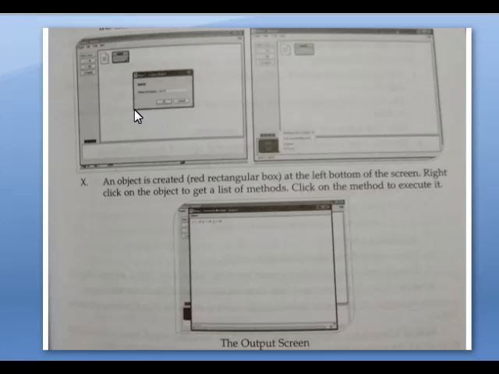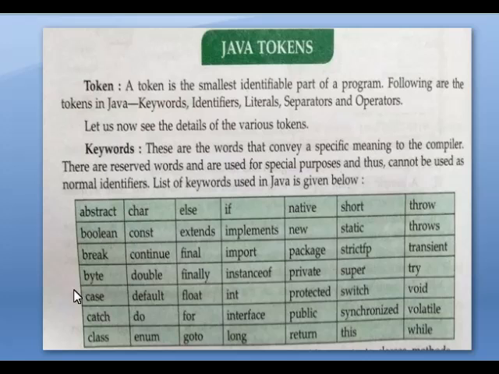Okay, the next one is Java tokens. Tokens means the small individual units we are using in a program are called tokens. For example, public is also a token. Equal is also a token. Then A, B, C, etc. These are all called tokens. So a token is the smallest individual part of a program.